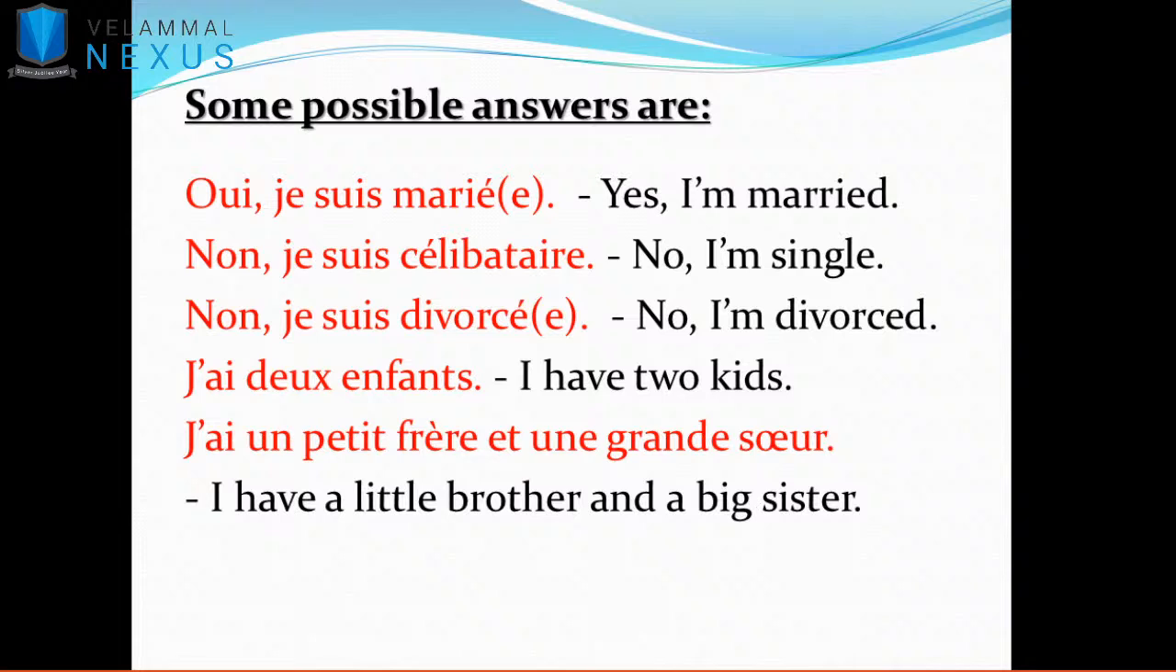Next. J'ai des enfants. J'ai deux enfants. I have two kids. Next. J'ai un petit frère et une grande sœur. I have a little brother and a big sister. Remember this. Je suis marié, je suis célibataire. I'm married, I'm single, bachelor or spinster, whatever.